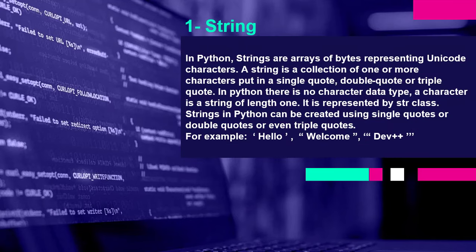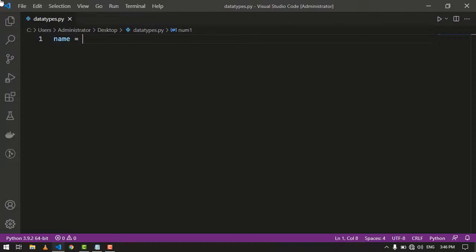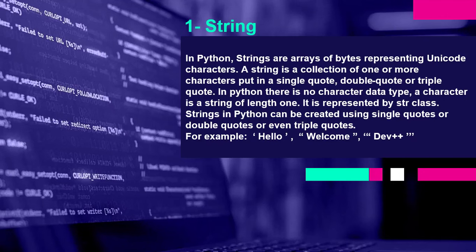Strings. In Python, strings are arrays of bytes representing Unicode characters. A string is a collection of one or more characters put in a single quote, double quote, or even triple quotes. In Python, there is no character data type. A character is a string of length 1. It is represented by str or string class. Strings in Python can be created using single quotation, double quotation, or even triple quotations. For example, hello in a single quotation, welcome in double quotation, Div++ in triple quotation.